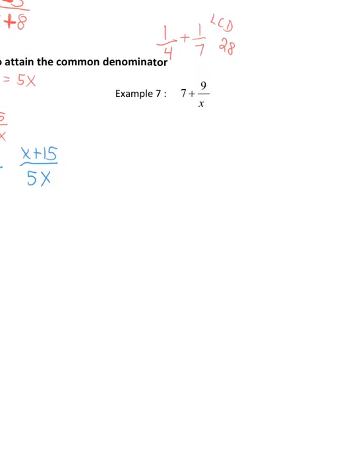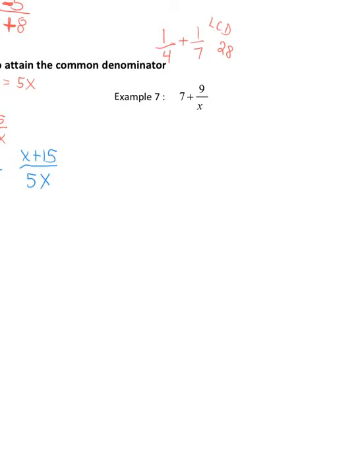If we do the same thing for example number 7, it looks like it's a completely different problem because we have a whole number next to a fraction. Just remember, any whole number can always be made into a fraction by putting it over 1. So now when I look at that problem, I really am going to look at it like 7 over 1, leave a little space, plus 9 over x. And I need to find that common denominator. That common denominator is 1 times x, which is x. So the least common denominator is x.